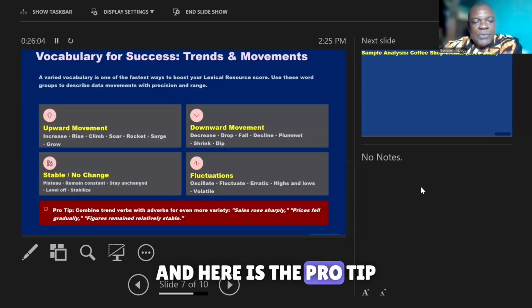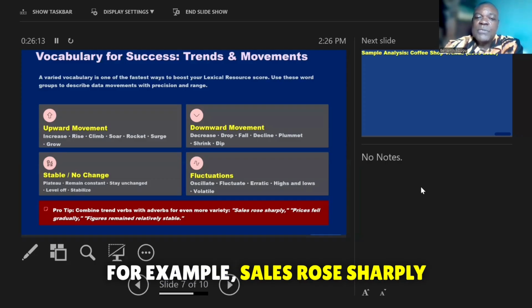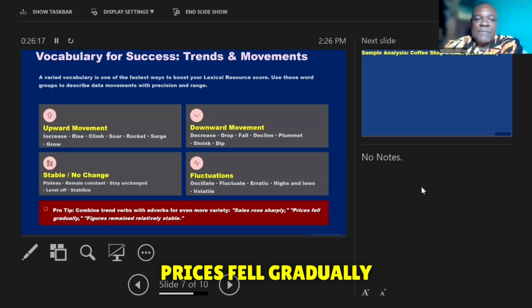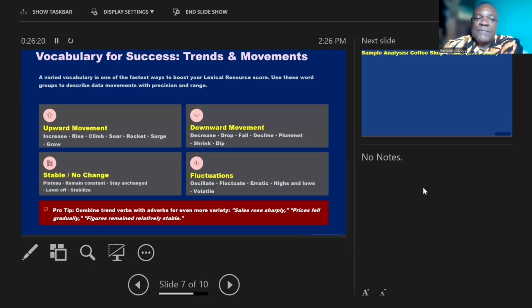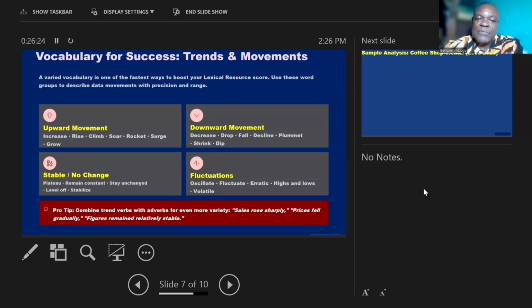And here is the pro tip. Combine trend verbs with adverbs for even more variety. For example, sales rose sharply. Prices fell gradually. Figures remain relatively stable.